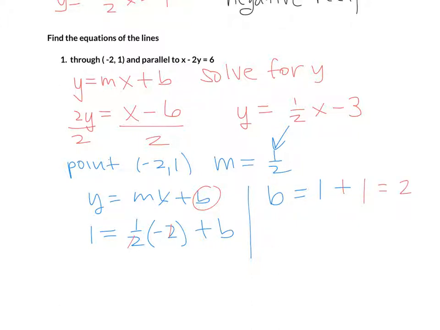So we get our line is y equals 1/2 x plus 2. All right, we get that slope from the line that's parallel, and we just solved for the y-intercept, and that is 2.